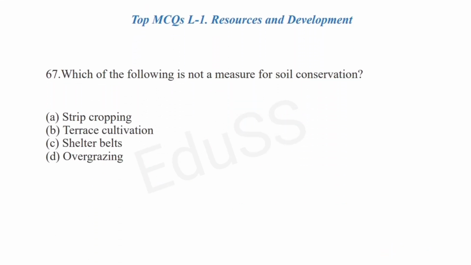Which of the following is not a measure for soil conservation? Strip cropping, terrace cultivation, shelter belt, all these three are the steps taken to conserve soil. So what is not correct here is overgrazing.